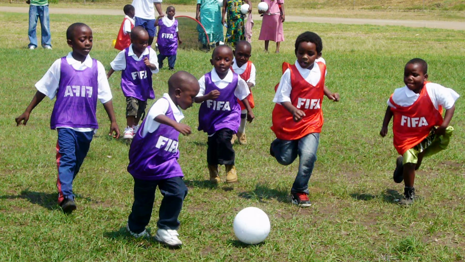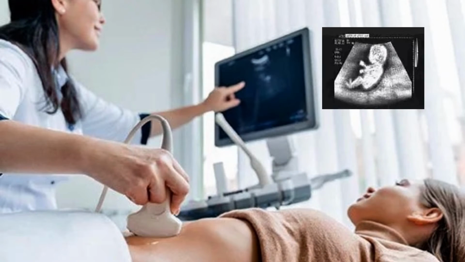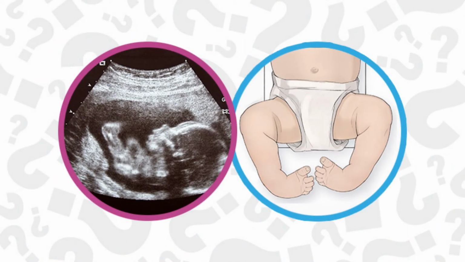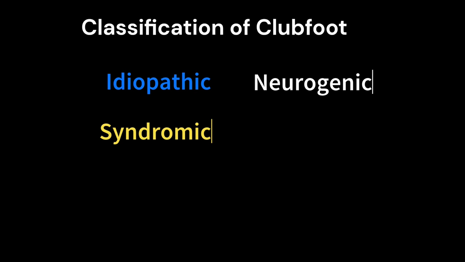A clubfoot is usually found on an ultrasound around the 20th week of gestation. If not, it's diagnosed when the baby is born. Due to some mothers' failure to attend antenatal care, often the condition is not spotted throughout the gestational period, and the child will be born with it. Clubfoot can be classified into 3 different forms: idiopathic, which has no known cause; neurogenic, which is caused by a condition of the nervous system; and syndromic, which is related to a particular underlying syndrome.